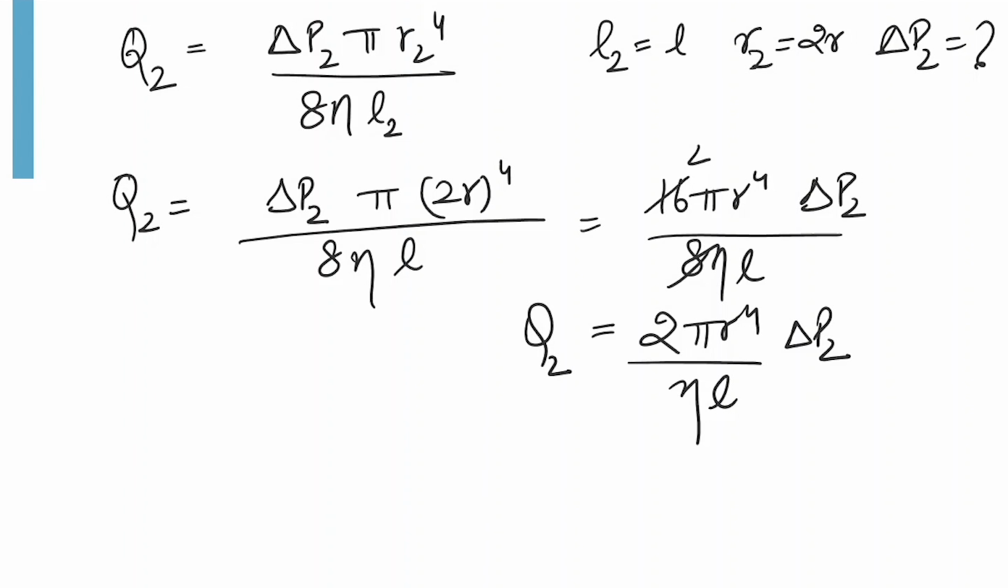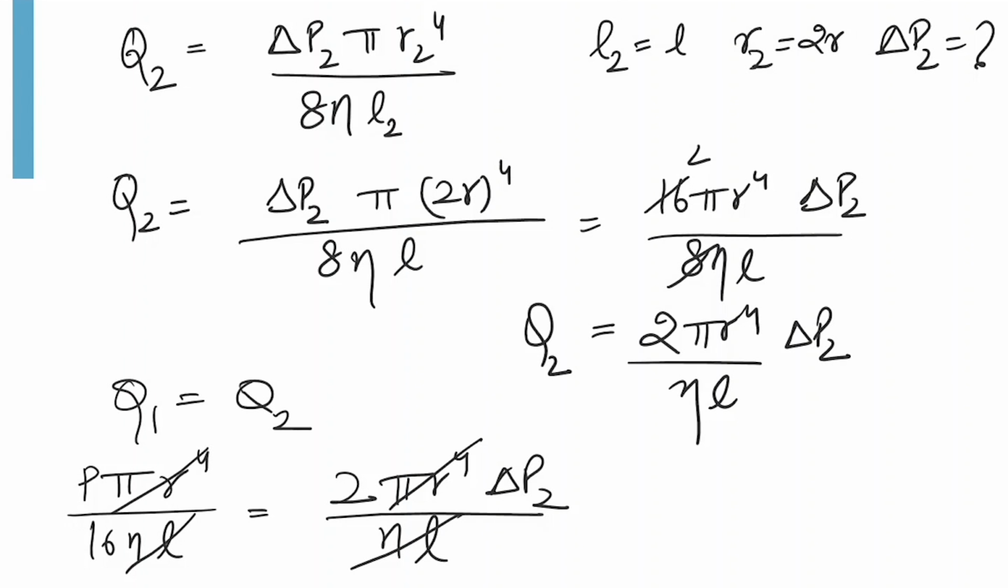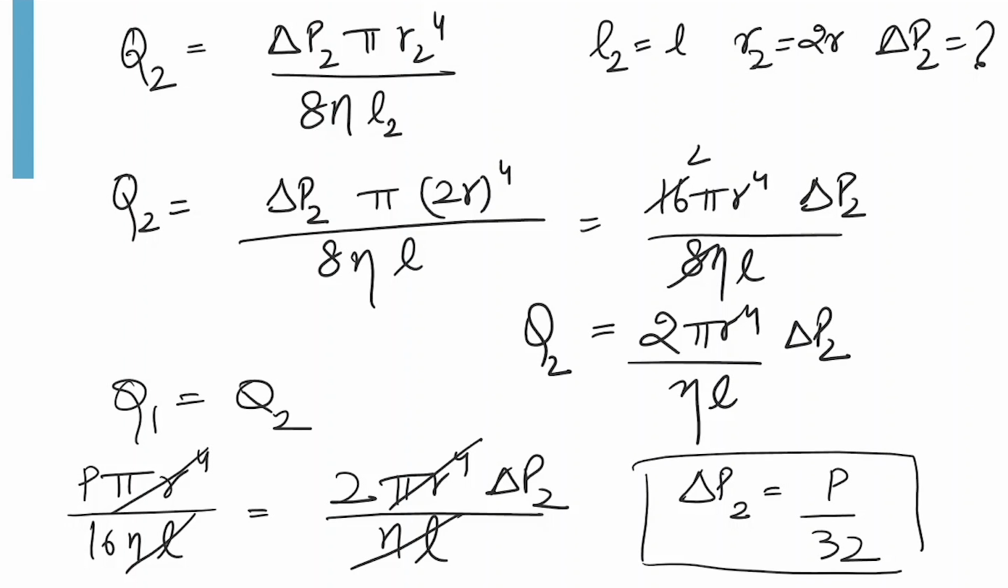And we know the condition Q1 is equal to Q2, the rate of flow will be the same. So let's equate these two. Q1 is P pi R^4 over 16 eta L and Q2 is 2 pi R^4 delta P2 over eta L. So pi R^4 will cancel out, and we are left with delta P2 equal to P over 32. So this will be the pressure difference.